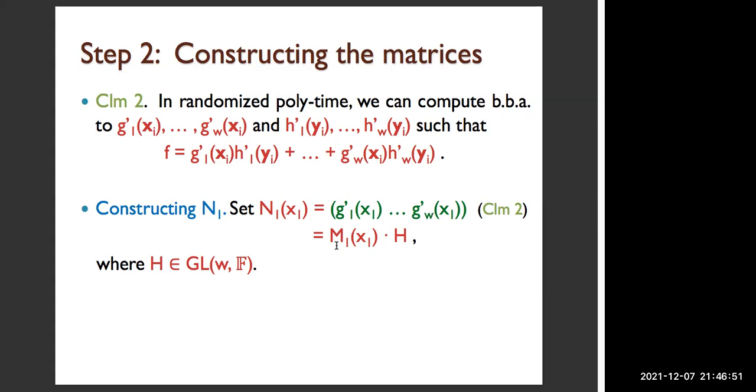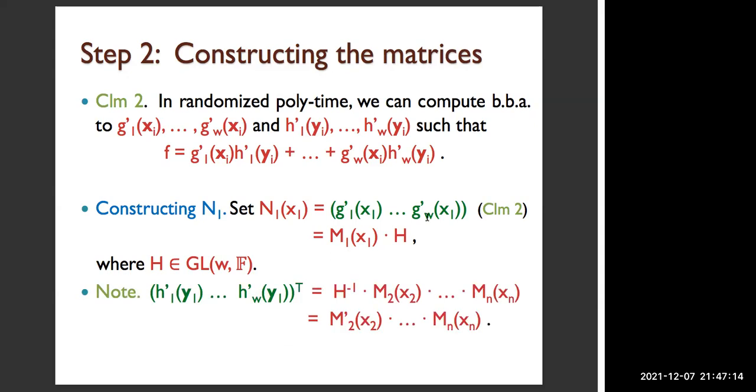As I just said, the G prime and the G's are related by an invertible matrix H. So N1 and M1 will relate like this, where H is an invertible matrix, right? I'm writing in green. So in the following slides, whenever I write in green, it means that the algorithm now knows these polynomials. So N1 is known.